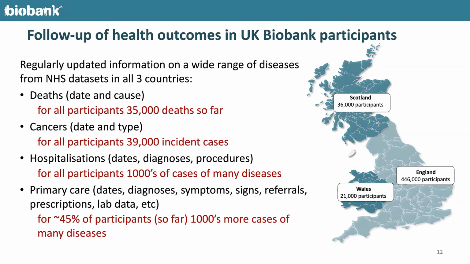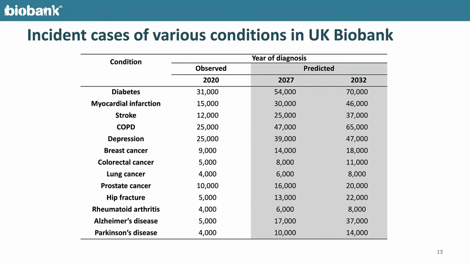But with those records coming through, we can identify cases of disease. And here is a quick table showing that even today, with the number of observed cases and what we would predict in the next 5 and 10 years, the biobank study is already set up to be able to do good case-control studies in diseases of interest to the biobank research community. So hopefully that's given a bit of a flavour of the kind of data that is available within the resource.